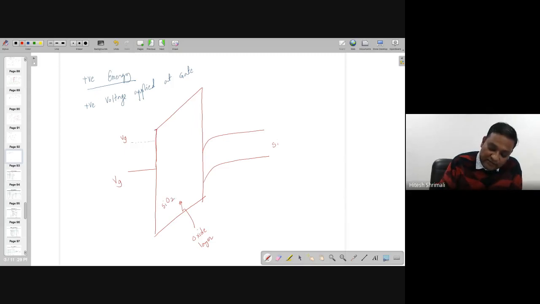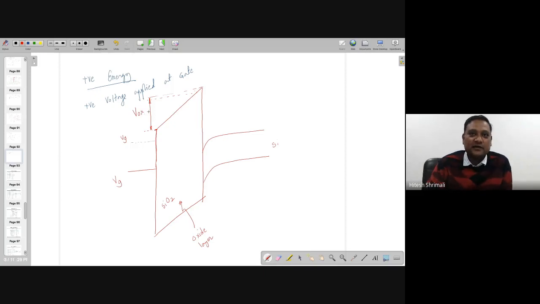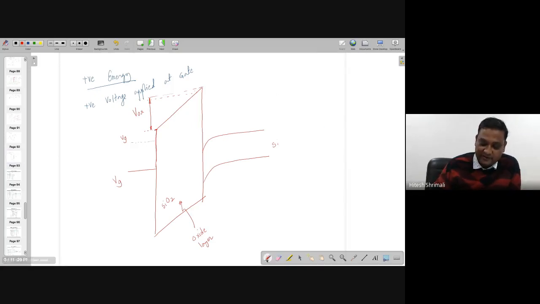So look at this point where it's bending. From here to here, sorry, from top to top, this is going to be known as, I'm writing VOX. Otherwise, on the device side, people are all following the Greek letters psi and phi and other things. For better understanding, you can choose any one. Right now I'm using VOX. And from here to here, let's call this one VB.